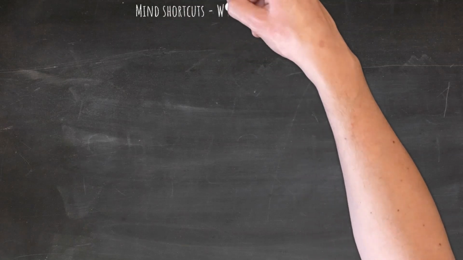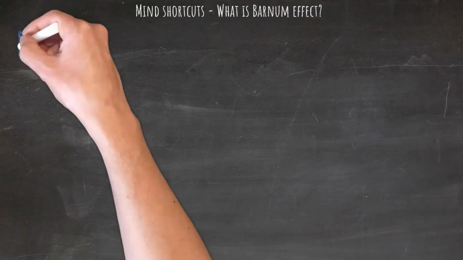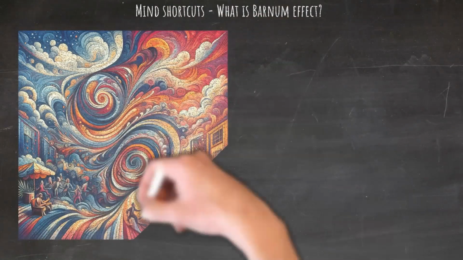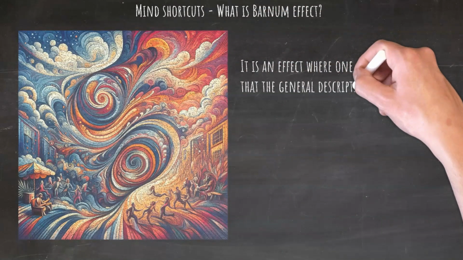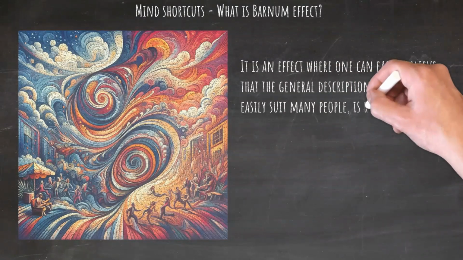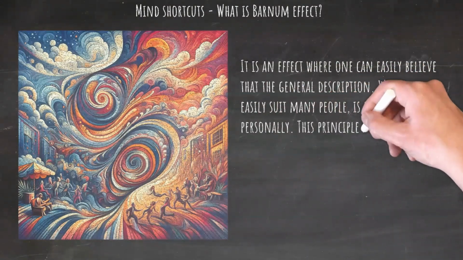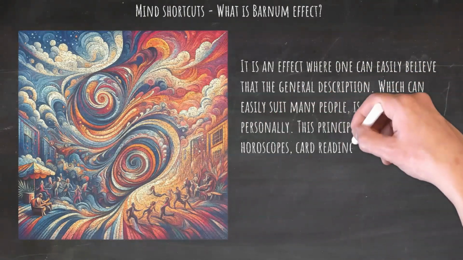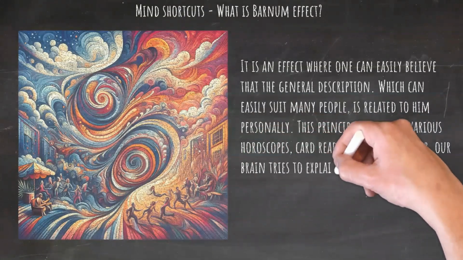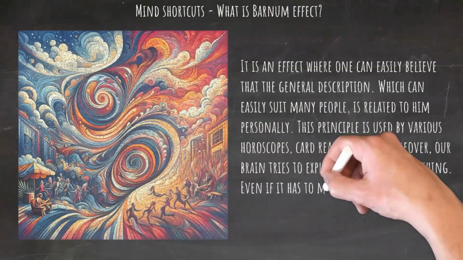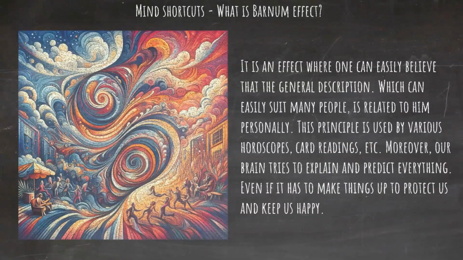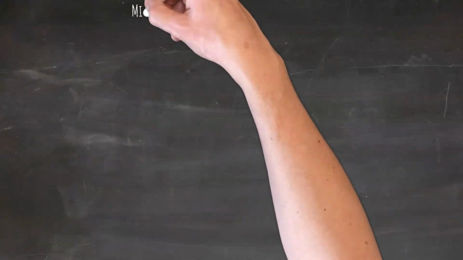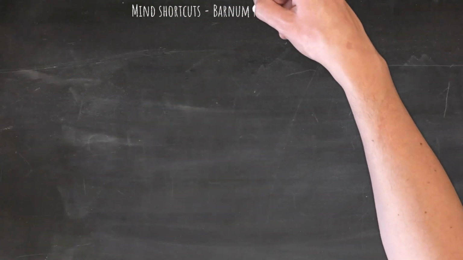Mind shortcut. What is Barnum effect? It is an effect where one can easily believe that the general description, which can easily suit many people, is related to him personally. This principle is used by various horoscopes, card readings, and so on. Moreover, our brain tries to explain and predict everything, even if it has to make things up to protect us and keep us happy.